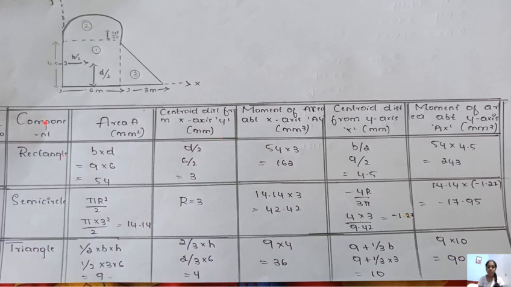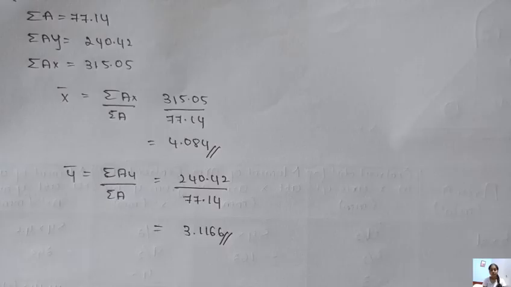By this we have to calculate the x bar and y bar. Before that, we have to calculate summation of A, that is the summation of area. We have to add all three areas, so we'll get 77.14. The summation of AY is adding all the three values in the column, and we will get 240.42. Then the summation of AX, adding the three values in the column of AX, is 315.05.